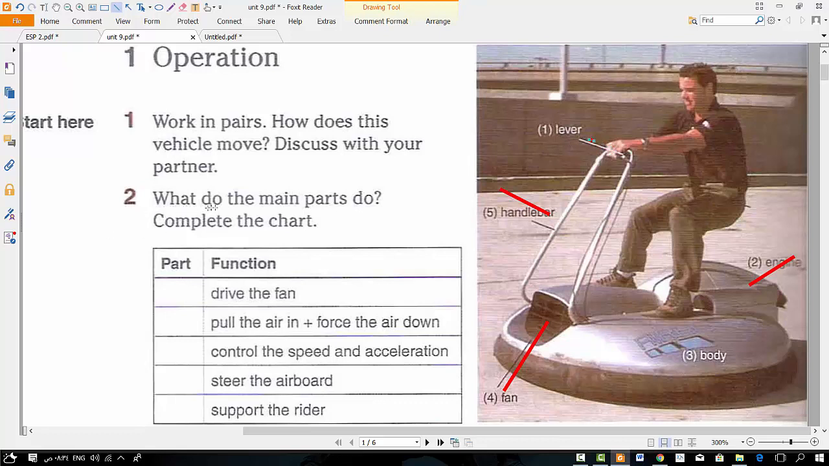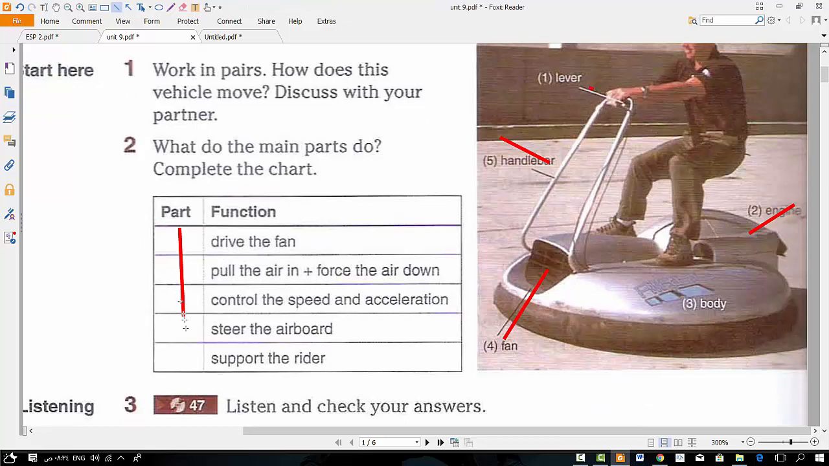2. What do the main parts do? Complete the chart. Okay, part, you write them here, and function. Function, الوظيفة. The function is drive the fan. What is the part which drives the fan? Drive the fan. يشغل the fan. Okay, this part is the engine.